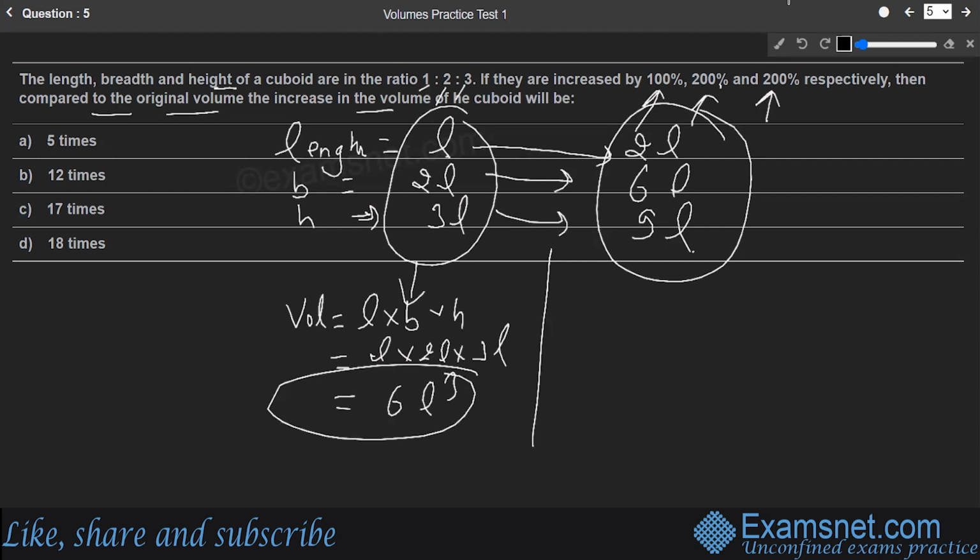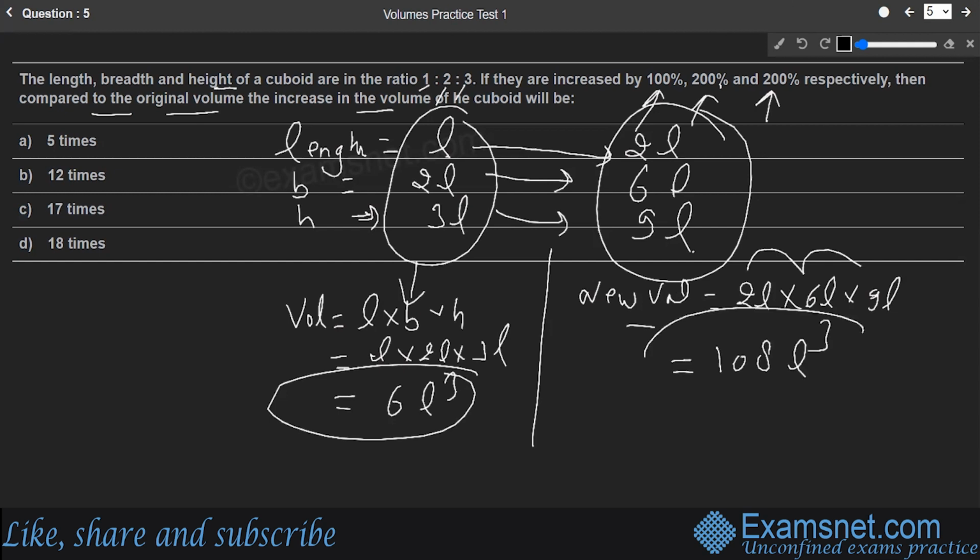Then let us find out the new volume. New volume is going to be 2L into 6L into 9L. If we multiply them together, this is 12 9s of 108, 108 L cube. So this is 6L cube, and another one is 108 L cube.